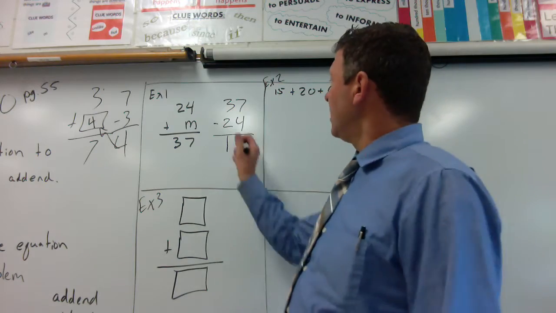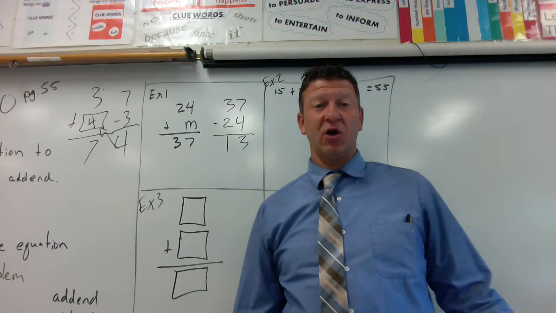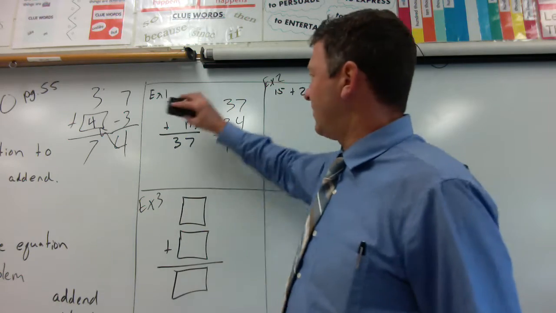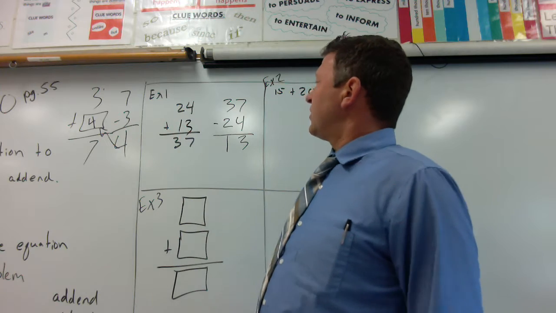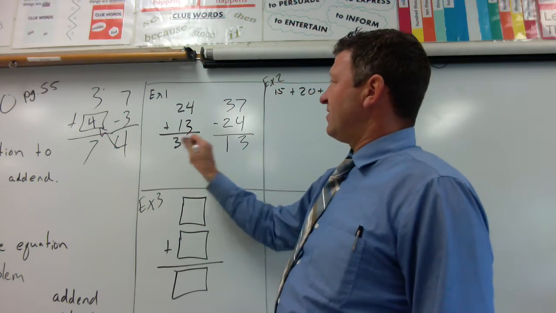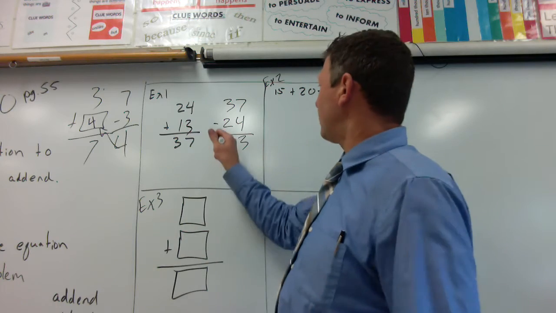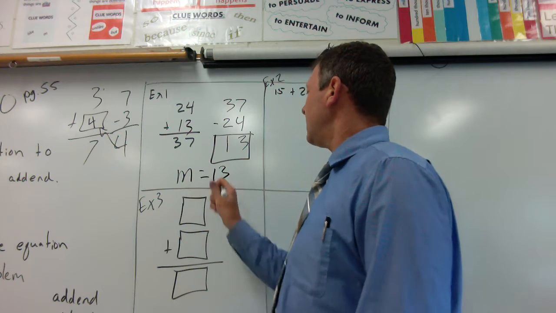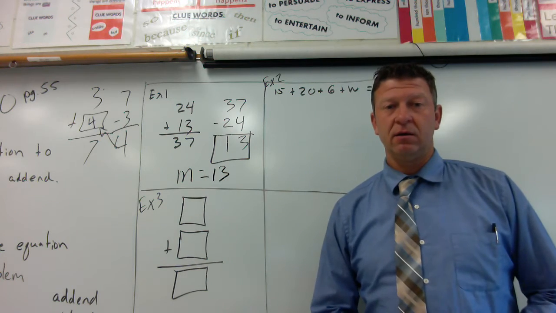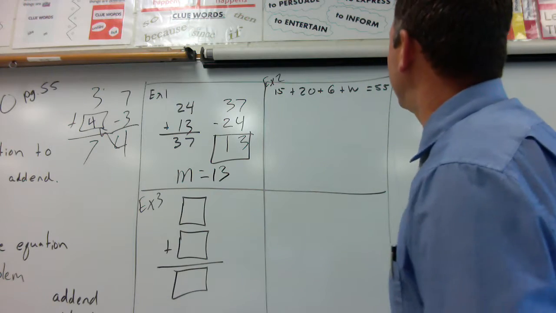Check the problem out. Let's fit the 13 where the m was. Now the m is actually called a variable. That's high school math when they call it a variable. And we'll throw it in there. 13 replaces the m. 4 plus 3 is 7. Yes, we did it right. 2 plus 1 is 3. Yes, we did it right. So our missing add-in is 13, and you'd actually write it like this. M equals 13.